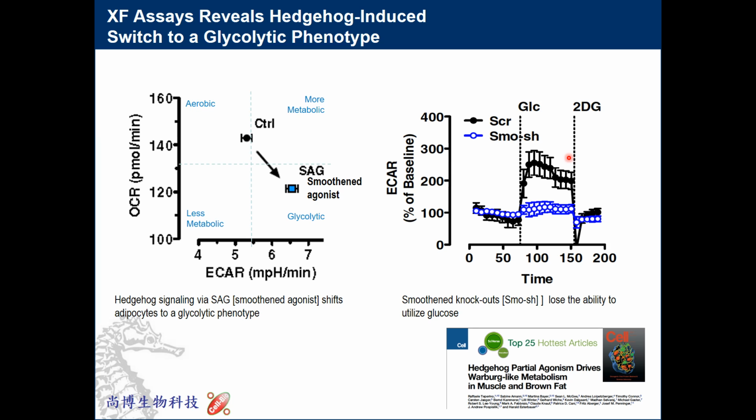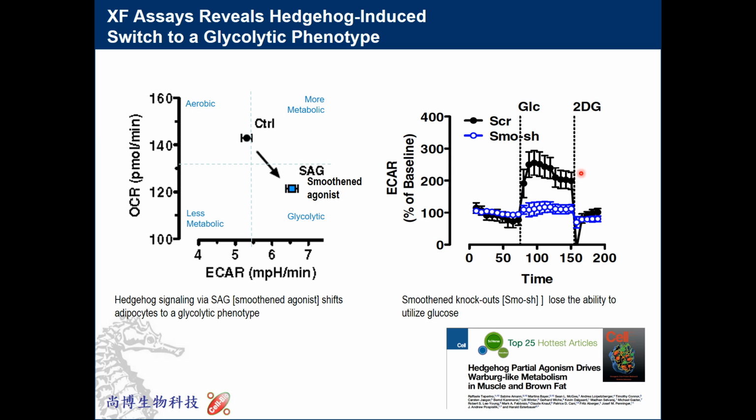Then glucose. The glycolysis pathway starts from hexokinase, then transfers to pyruvate to lactate and produces protons. Also, you can see the ECAR increase very fast.